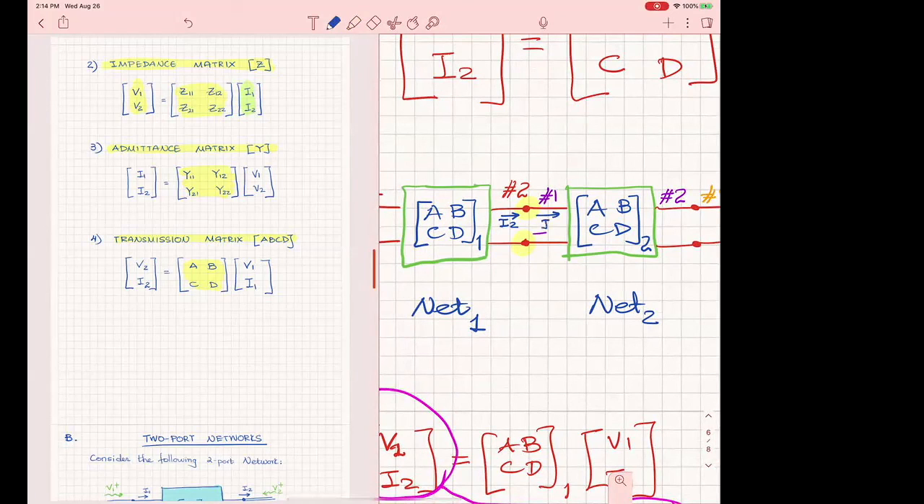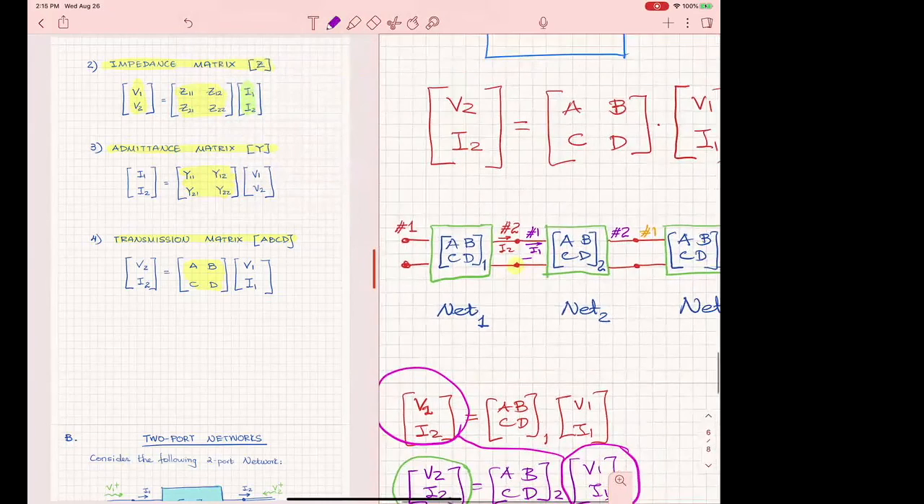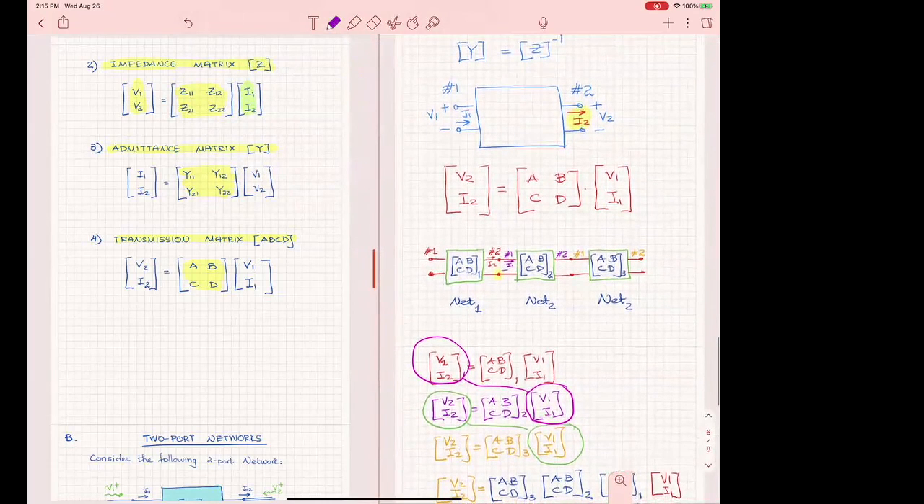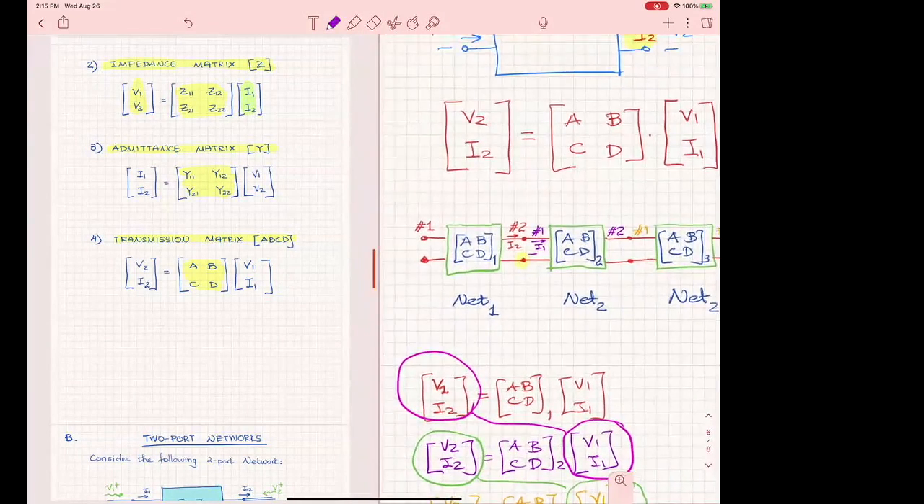Let me use different colors. This one is going to be I2. I2 goes like this, and it has to go like that, so it becomes I1 here. So that's why I had to change the direction of the current at the end, up here, to be able to have continuity at the nodes when I was placing one network next to the other.